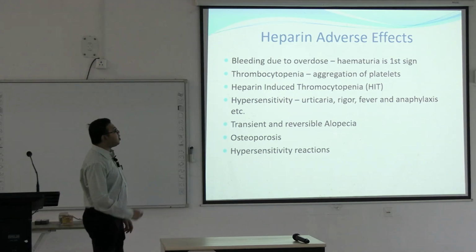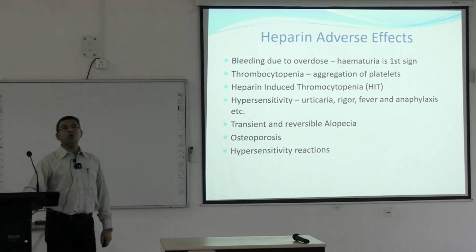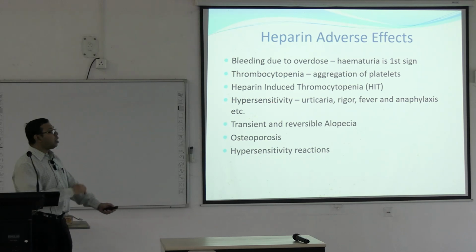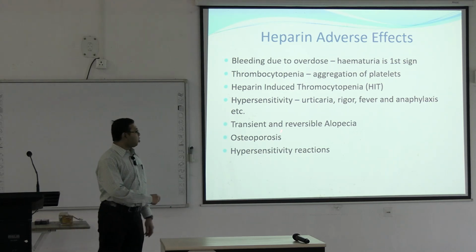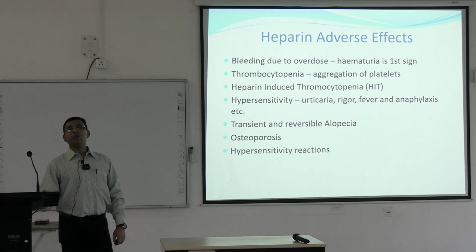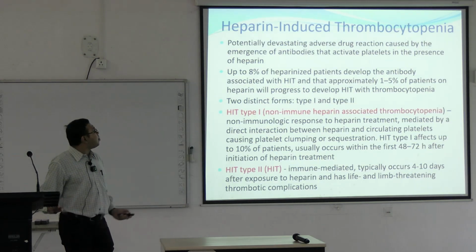Thrombocytopenia can also happen due to aggregation of the platelets. Another term is heparin-induced thrombocytopenia, which is also problematic. Hypersensitivity like urticaria, rigor, fever, anaphylaxis can happen. Transient or reversible alopecia can happen. Osteoporosis, that is, fragility of the bone is increased. This is also a very common adverse effect of heparin, and some hypersensitivity reactions are there. So these are the adverse effects of heparin.